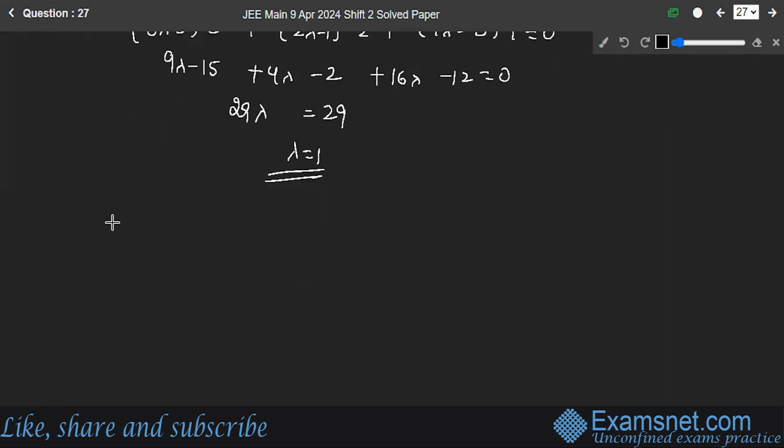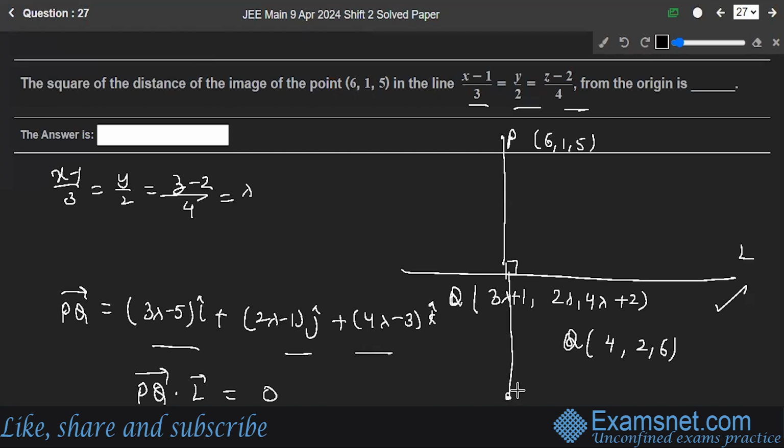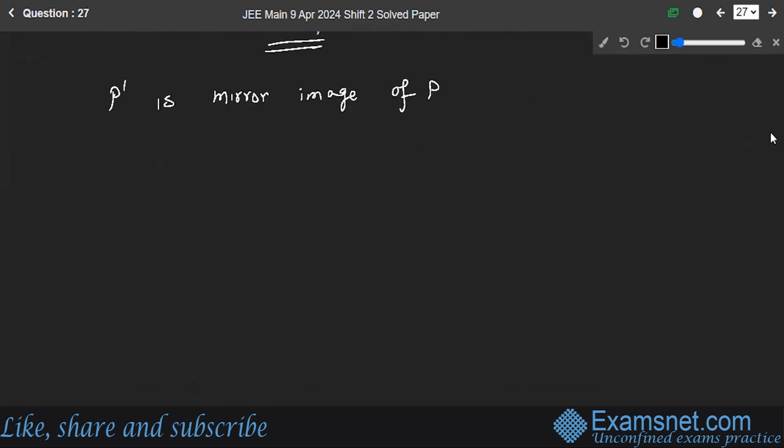Right? Let's say P dash is the mirror image of P. So now, let's say this is your P dash. So that 4, 2, 6 is the midpoint of P, P dash, right? That makes it, you had this P point was 6, 1, 5. And this was your Q point, which came out to be 4, 2, 6. And this is your point P dash.